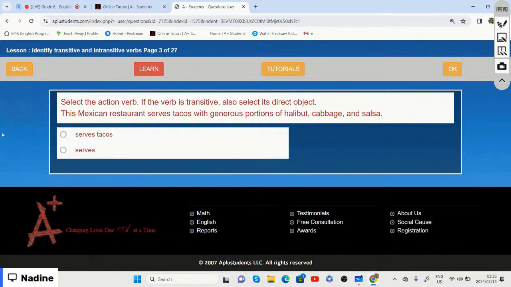We need to select the action verb. If the verb is transitive, then also select its direct object. This Mexican restaurant serves tacos with generous portions of halibut, cabbage, and salsa. I'm not sure if I'm saying the word right.